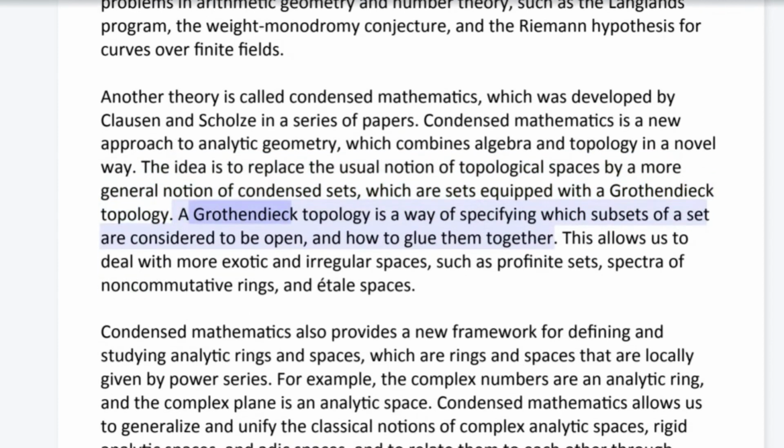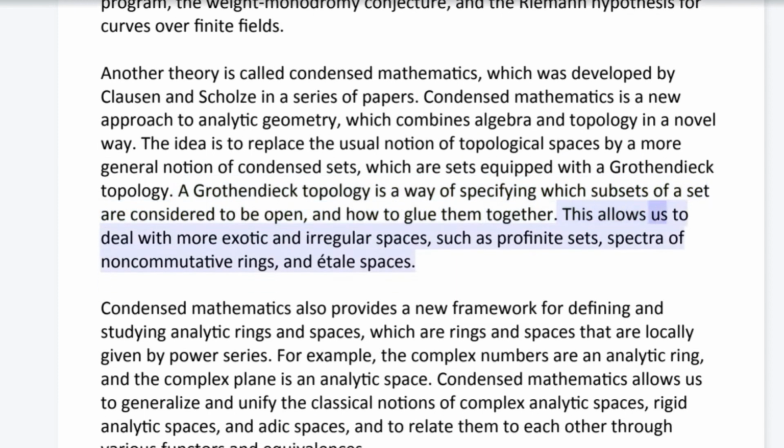A Grothendieck topology is a way of specifying which subsets of a set are considered to be open and how to glue them together. This allows us to deal with more exotic and irregular spaces, such as profinite sets, spectra of non-commutative rings, and tail spaces.